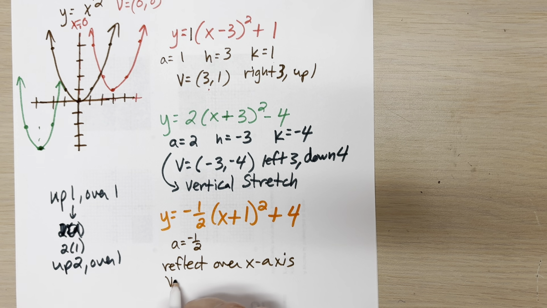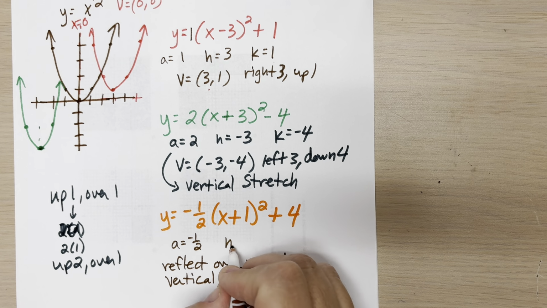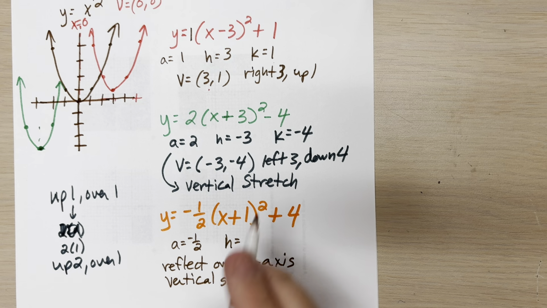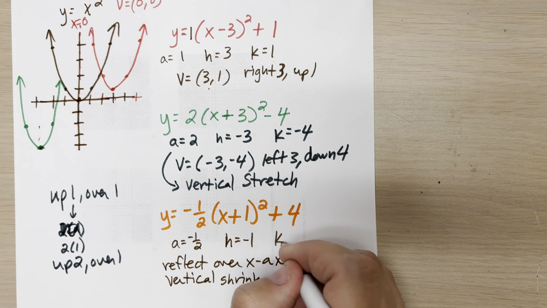The 1/2 is a vertical shrink, so the graph is going to appear wider as a result. Our h value is the opposite of how it appears, -1. And the k value at the end is exactly how it appears, 4. This means that our vertex is the point (-1, 4).